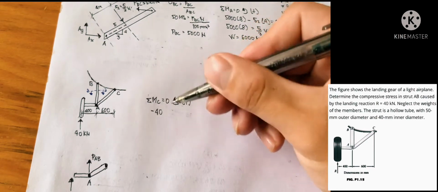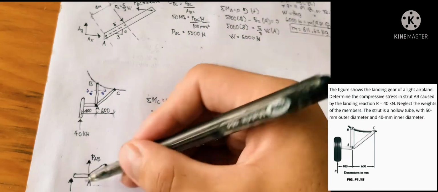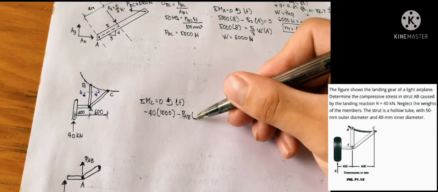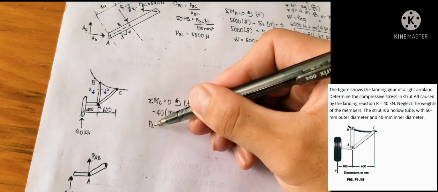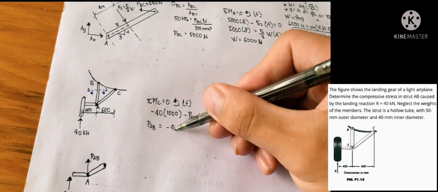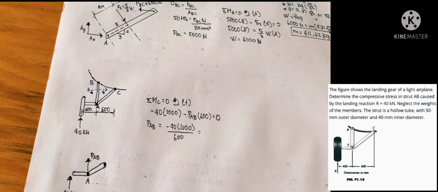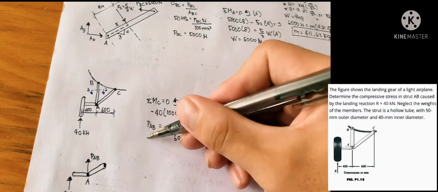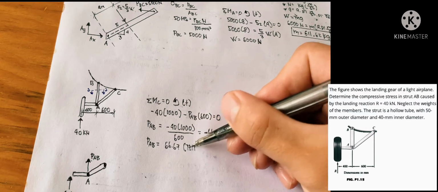40 is going up. So 40, it goes clockwise. Times 600 plus 400 is 1000. And we have a load of AB going up in our drawing. Equals 0. And that means AB is equal to negative 40 times 1000 all over 600. So we would have a negative. So it is definitely in compression. So we would have negative 66.67. It should be in kilonewtons. 66.67, which is in compression.